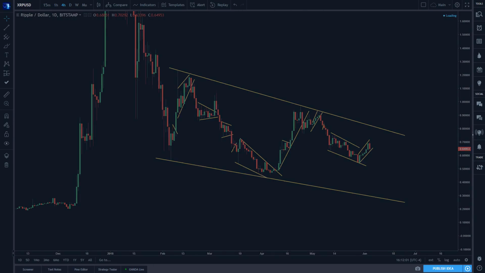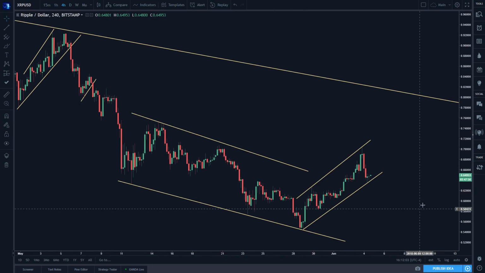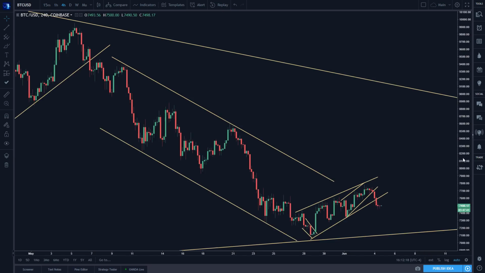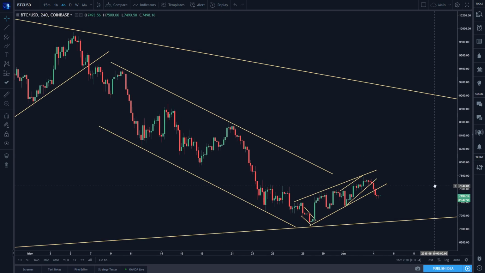But it is important to realize that just because it's correlated doesn't mean that it has to move exactly in unison, and each pair has its own behavior, and you have to understand that. But that's what we're looking at for the major cryptocurrencies on my watch list right now.